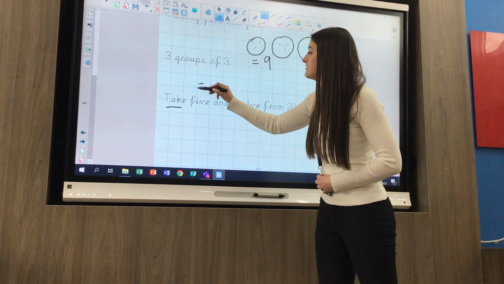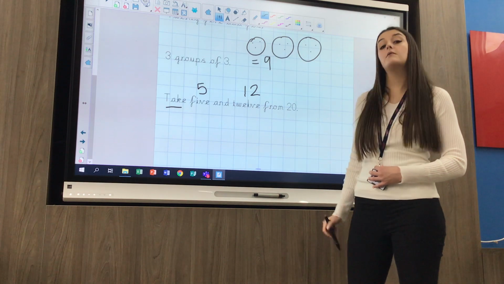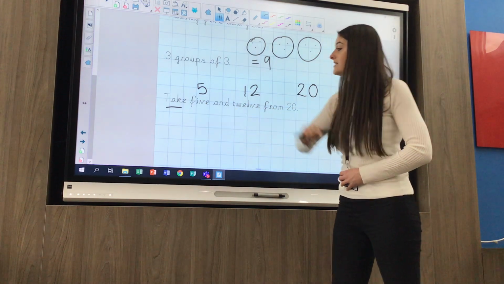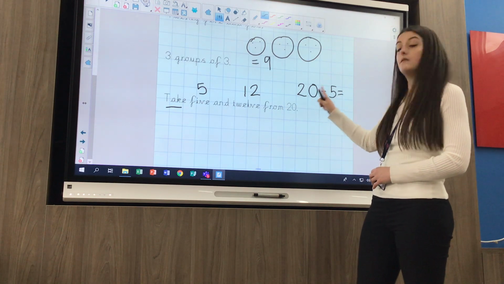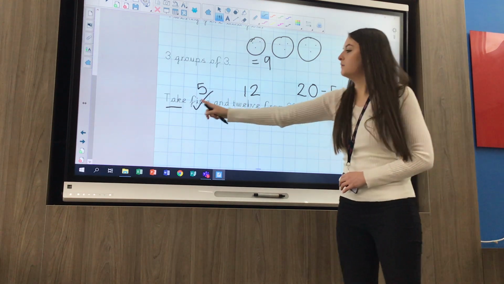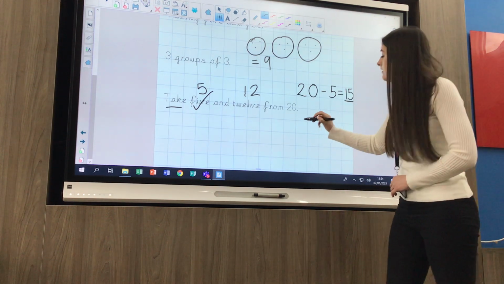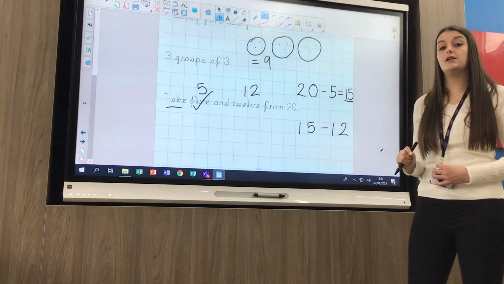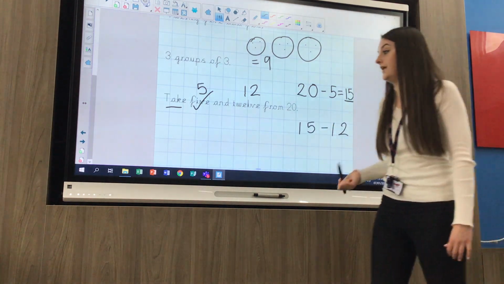So I'm going to break it down into parts. I've got take 5 and then 12 from 20. So I'm going to start with 20 because we know we start with the biggest number for our subtraction. I'm going to first of all take 5 away. And some of us might know that straight away that's going to be 15. Okay. And then, once I've done that one, it also wanted me to take 12 away as well. So I'm going to use my answer 15. And I'm then going to subtract 12 from 15. Okay? So make sure you're doing lots of working out in your book and keeping track of your calculations.